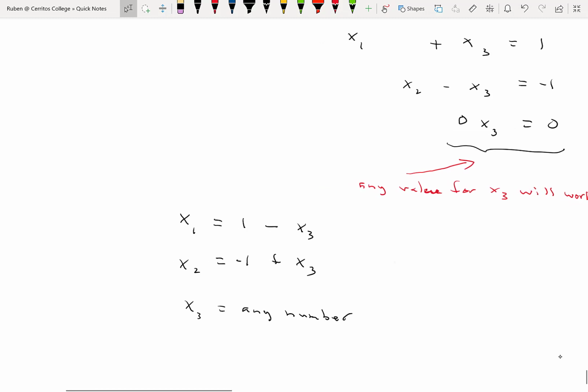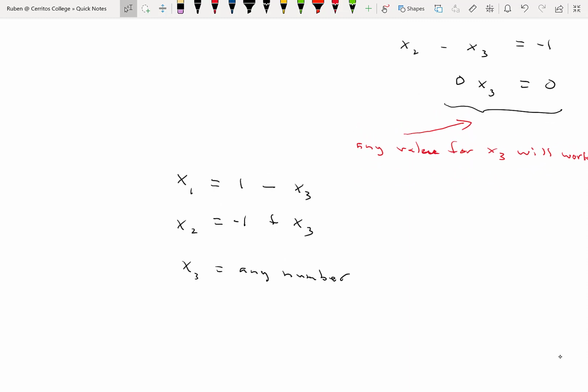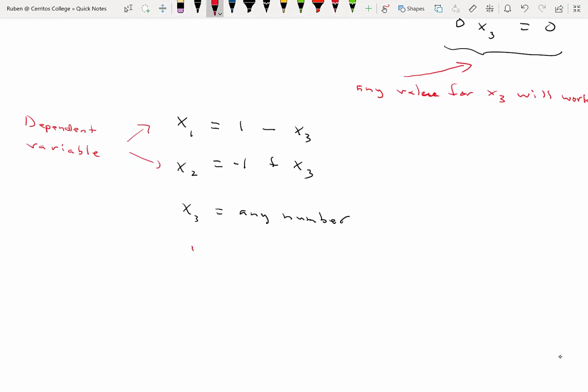Okay. Well, the geometry of the solutions is not too important for us. So if you haven't had Calc 3, don't worry about it. But a little bit more terminology here. The x1 and the x2 are called dependent variables. You can kind of see why. Their values depend on what we choose for x3. Okay? x3 is not a dependent variable. We're free to choose it to be whatever we want. It's called a free variable.